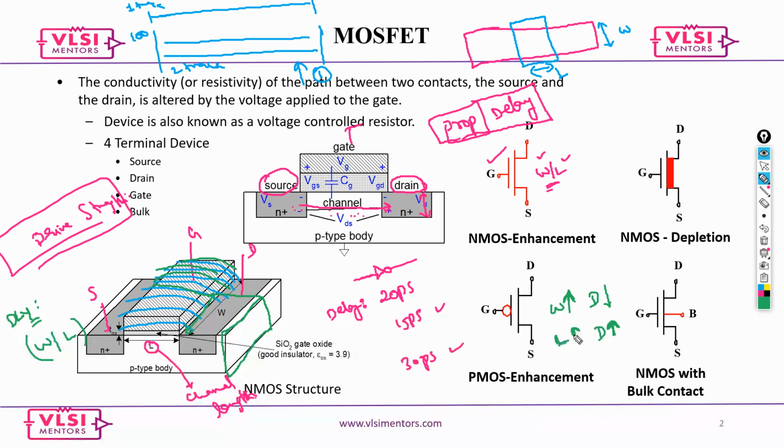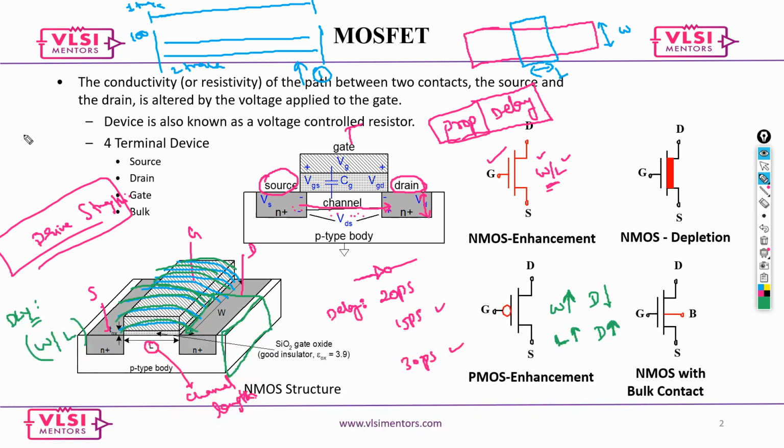So when your length is on the higher side, the charges take more time to travel from here to here. Say it is like you traveling 1 kilometer versus you traveling 2 kilometers. So your delay increases when your length increases.